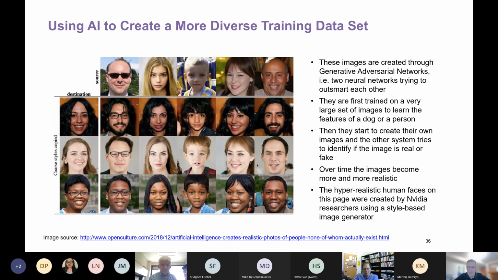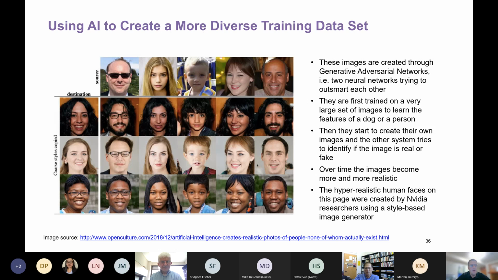One of the problems I was discussing earlier was that there are not enough images of Black people or other minorities in the training data sets. And there's an interesting way of overcoming that, because AI is now capable of actually generating fake people, if you will, images of people in different ethnicities. In this case, it was done with a so-called style generator.